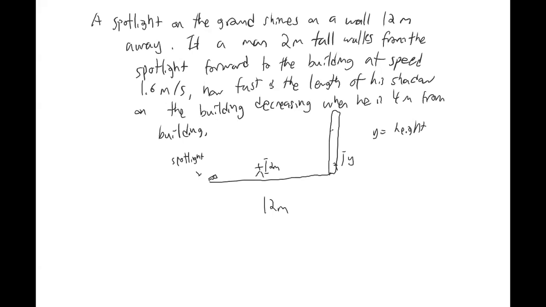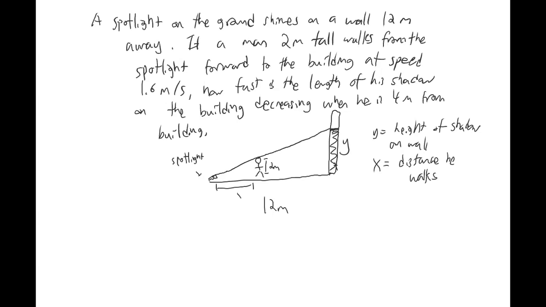Yeah, and then let's say the shadow is right here. That's the height of the shadow. So let's draw it to here. And he just lost his head. Okay, so height of shadow on wall. And let x be the distance he walks. So he starts at the spotlight, right? So the distance he walks is right here. Everyone agree? So you see the length here is 12 minus x.